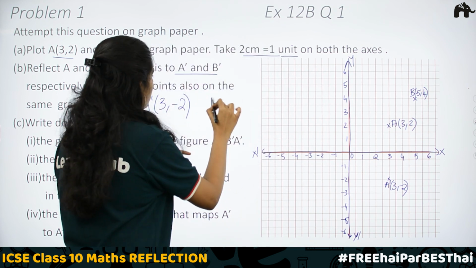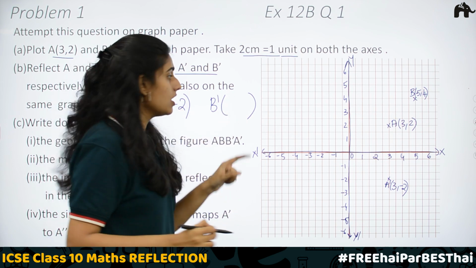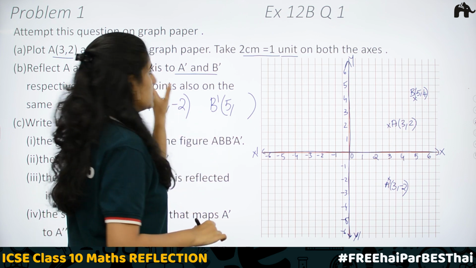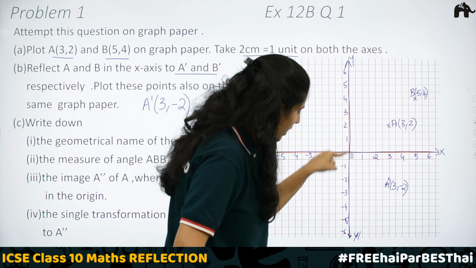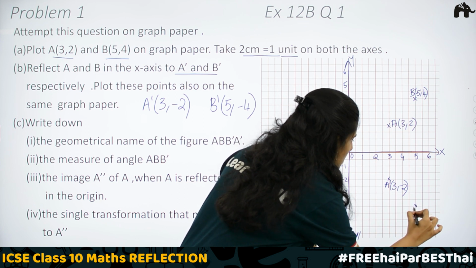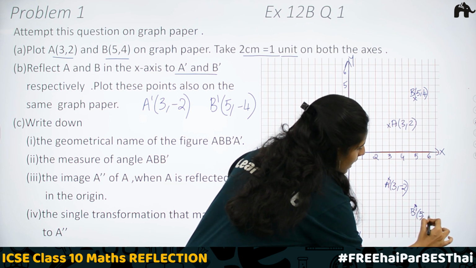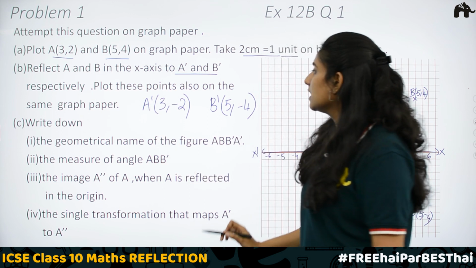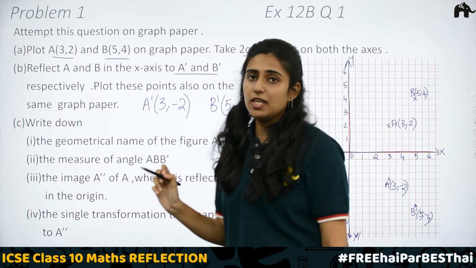Next, B dash, image of point B. We have point B (5, 4). Here again the x-coordinate will remain the same, that is 5. Y-coordinate sign changes. 4 becomes minus 4. So this is the point B dash of coordinates (5, minus 4). So B is complete. Next, C, write down the geometrical name of the figure A, B, B dash, A dash.